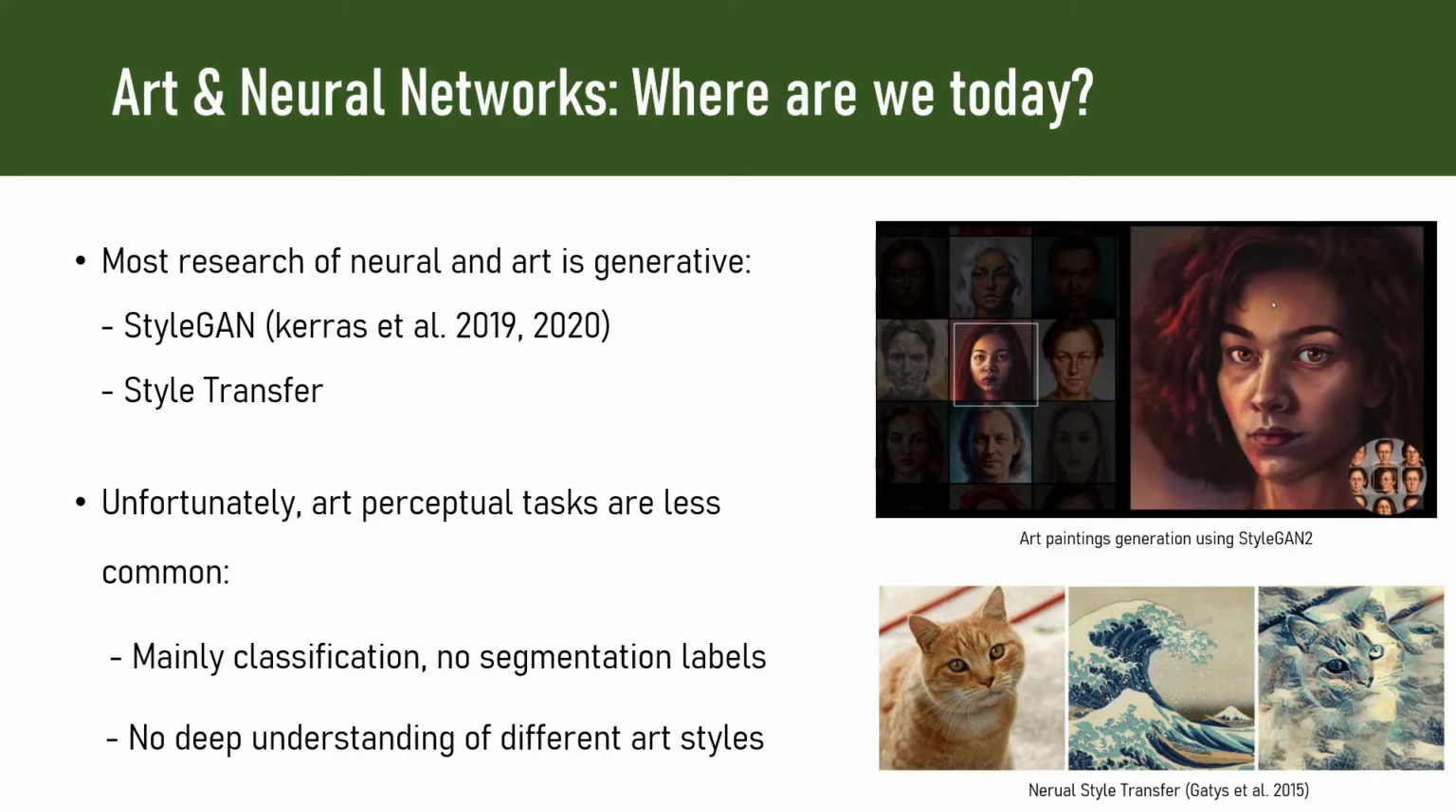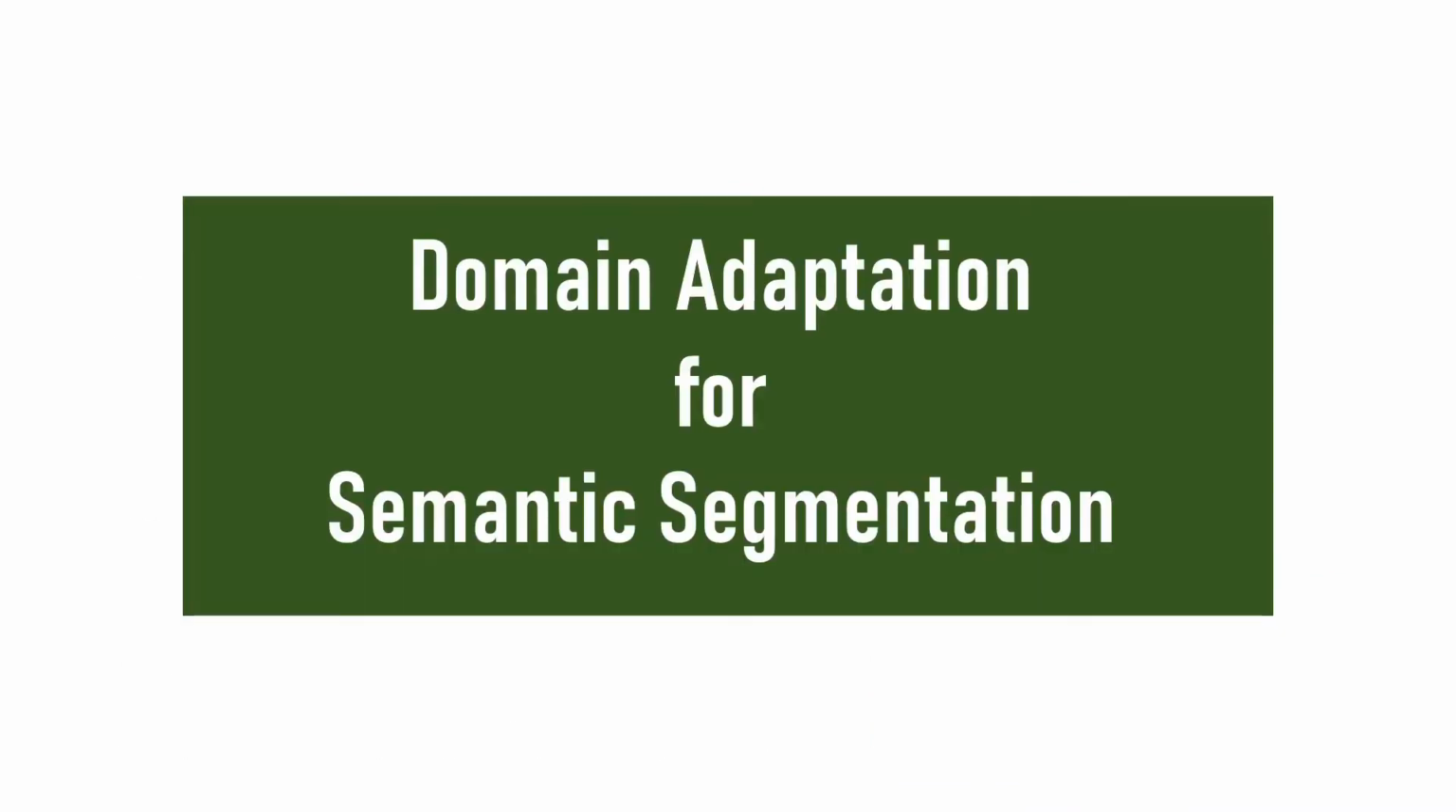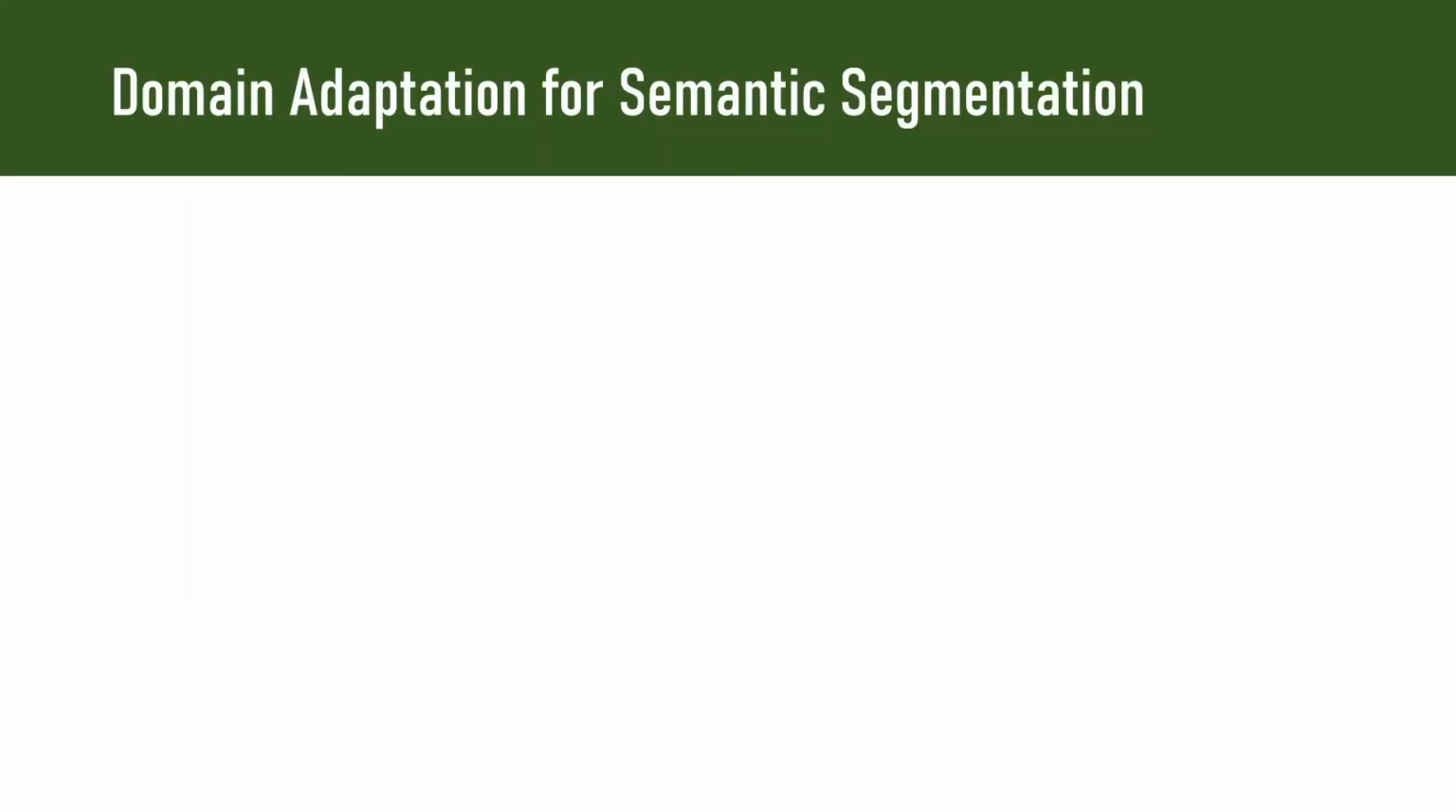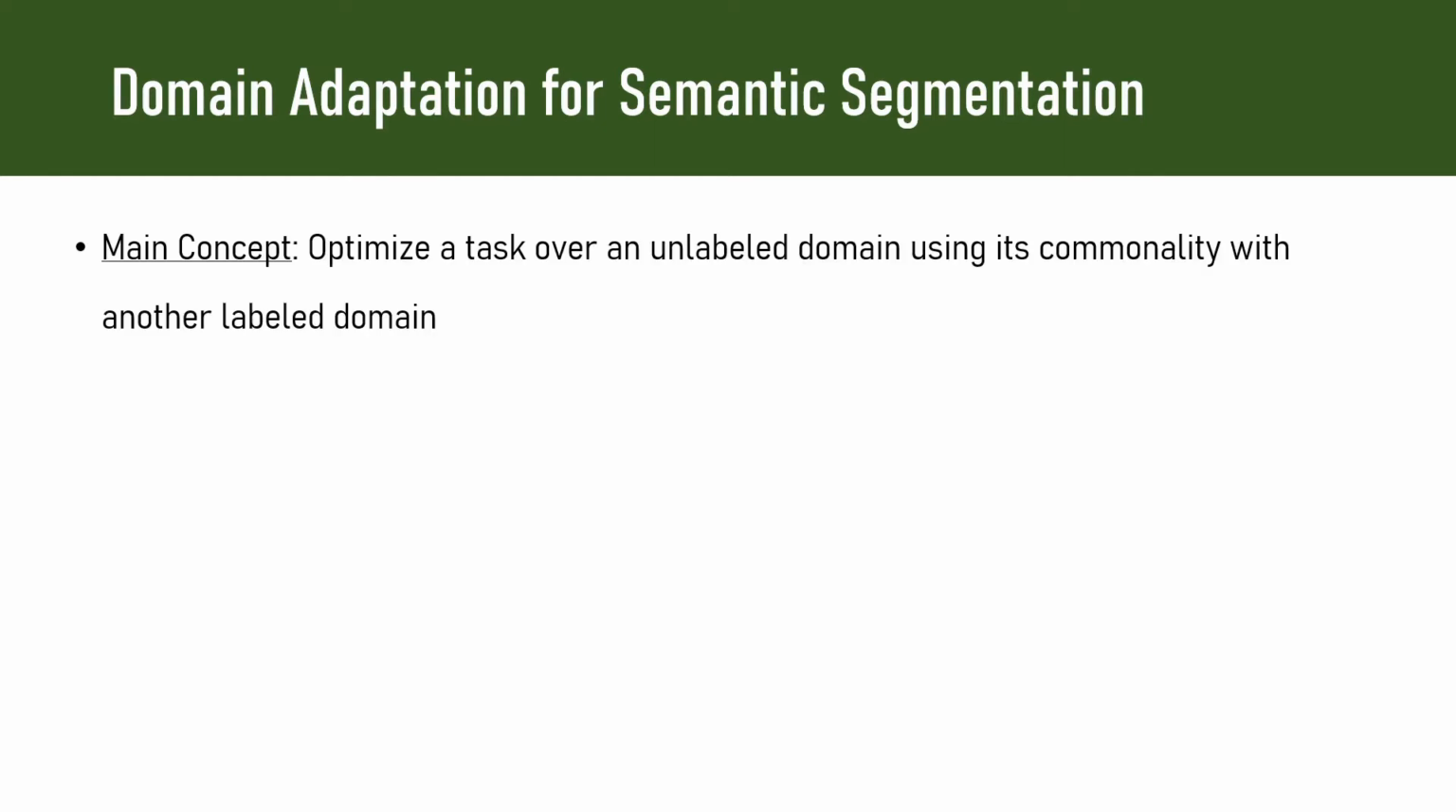So given that we don't have segmentation labels, and we don't have too much to rely on from previous work, we were looking for an unsupervised approach to start developing our method. This led us to domain adaptation. The main concept of domain adaptation is you want to optimize a task over an unlabeled domain by using its commonality with another labeled domain, in our case, unlabeled paintings and labeled photographs.